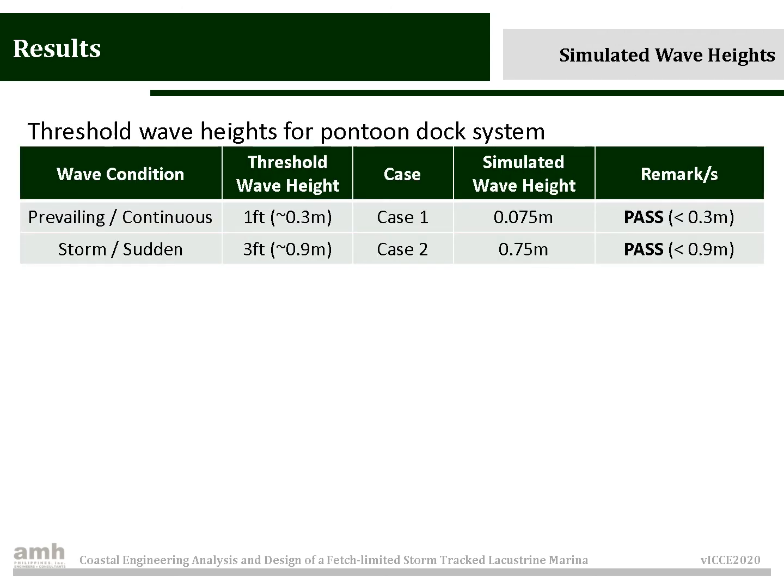We then compare the simulated wave heights to threshold values of commercially available pontoon dock systems. Here, for prevailing continuous scenario, a threshold wave height of 1 foot or approximately 0.3 meters was assumed, while 3 feet or 0.9 meters was assumed for the storm critical event. Correspondingly, case 1, being the more common boat scenario, was assessed for a prevailing condition threshold. On the other hand, case 2 is compared with the threshold of 3 feet or approximately 0.9 meters. Both of the considered cases satisfy the threshold wave heights of the considered pontoon dock system.